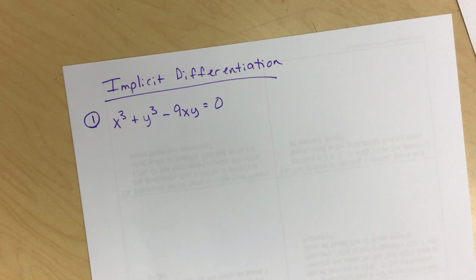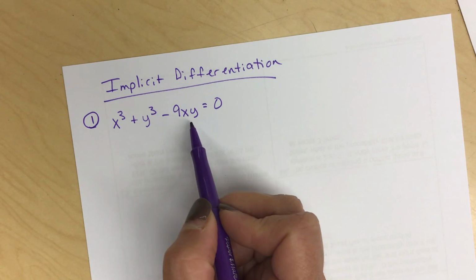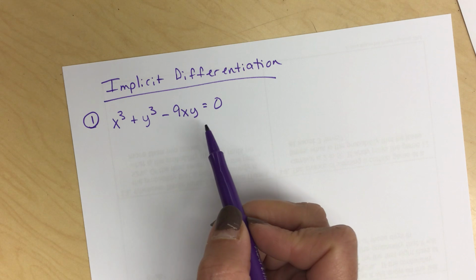All right, in this video, I'm going to show you how to find the derivative of things when the y is not by itself, or it would be really difficult to get the y by itself. Everything we've been doing so far has been in the form of y equals some equation. So in this one, you have a y to the third and you have a 9xy. So to try to get the y alone would be a mess.